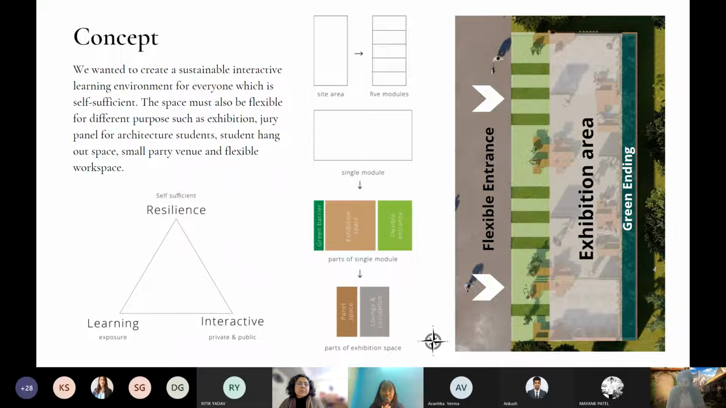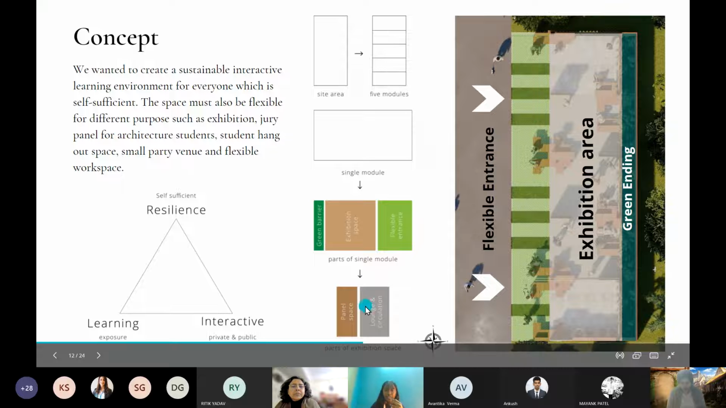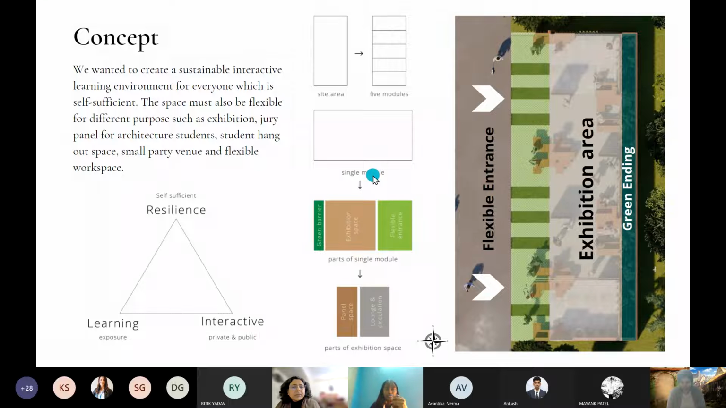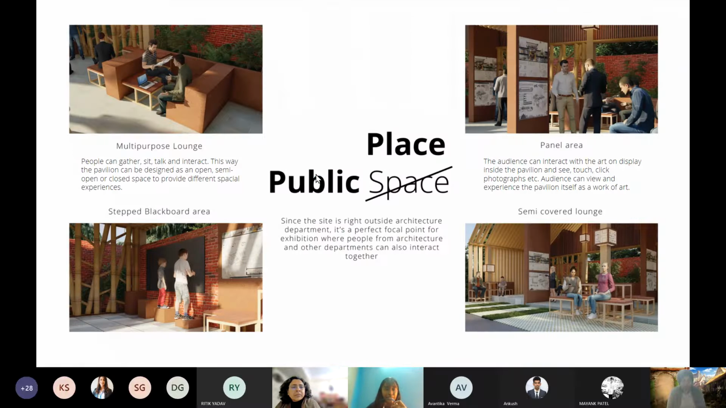From our initial research, we wanted to make the design modular, similar to vernacular techniques such as TAK, where the single unit adds to stability as well as helps in construction and replication. As we can see in the central graphic, the single module has been broken up into three parts: green barrier, exhibition space, and flexible entrance. The exhibition space is also split into two parts, a panel space and the lounge and circulation. This further division enables us to add individuality even to the smaller modules rather than just copying the same unit. We wanted to create a public place rather than just a space.